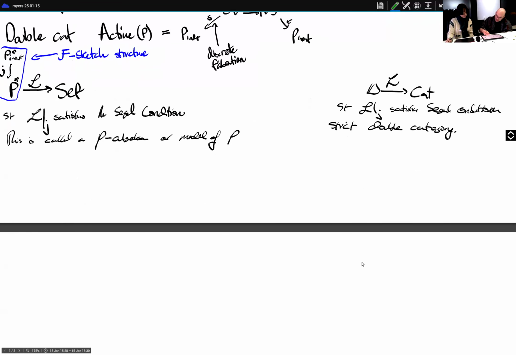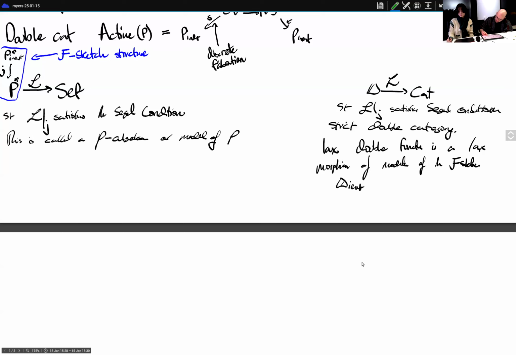But it's actually quite nice to know that if we want, for example, to describe a lax double functor, it is a lax morphism of models of the F sketch, Delta inert, including into Delta.